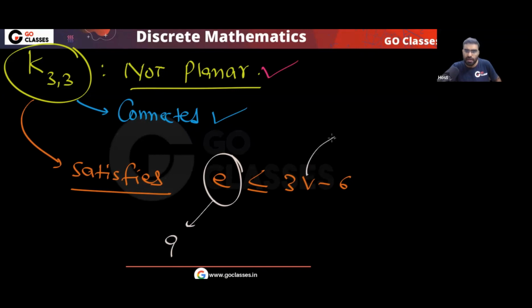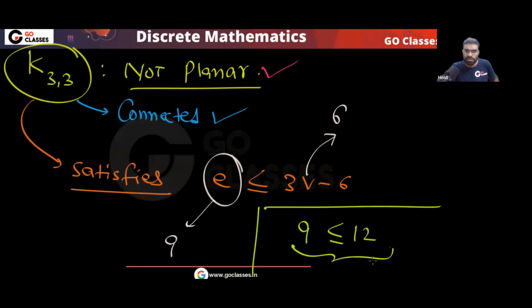That is 9, and the number of vertices is 6. So you can see this equation is satisfied. 9 is less than or equal to 12. This is satisfied. Yes or no? Is this clear? Please let me know.